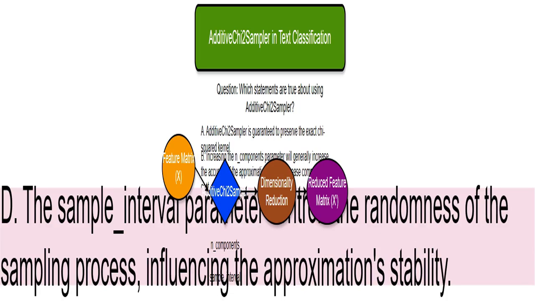The SAMPLEINTERVAL parameter affects the randomness in how AdditiveChi2Sampler selects features. Changing this parameter will change the result and how consistent results are across multiple runs. Think of it like this. If I'm sampling from a bag of marbles, how frequently I put my hand in the bag will affect the composition of marbles I pull out, and how well the small sample represents the entire bag.